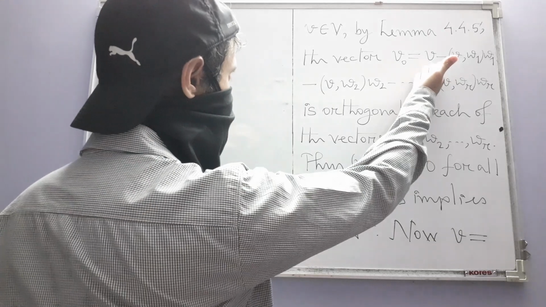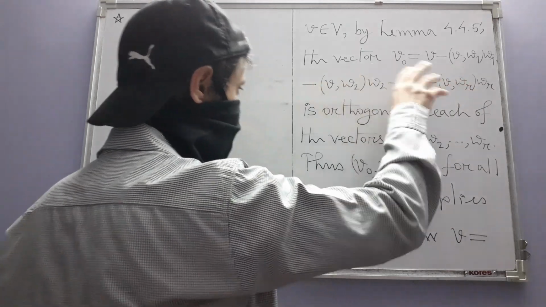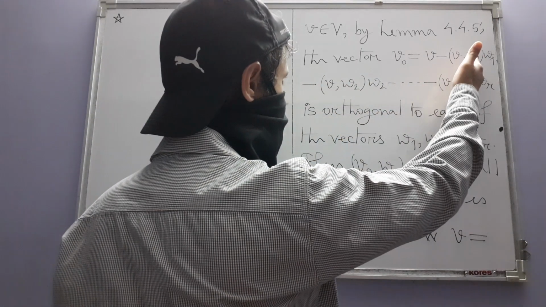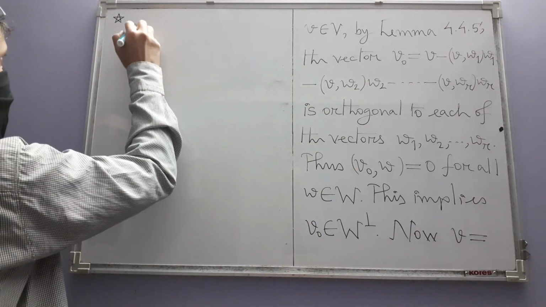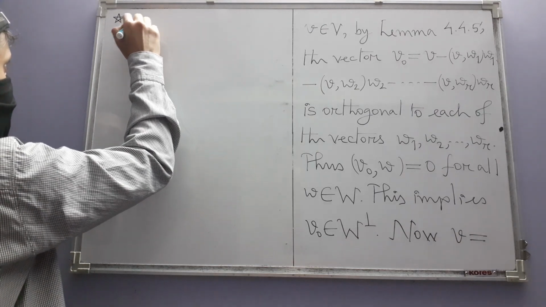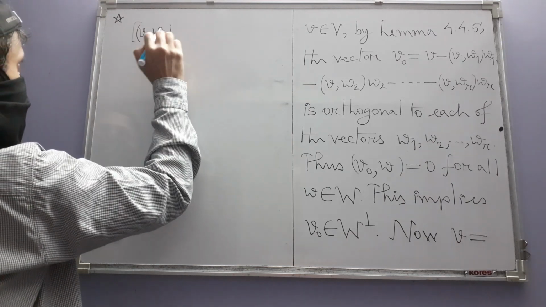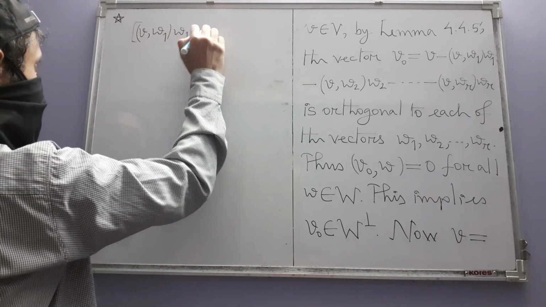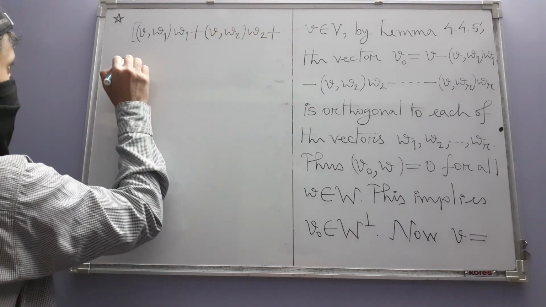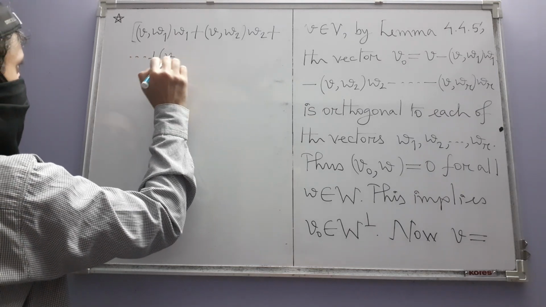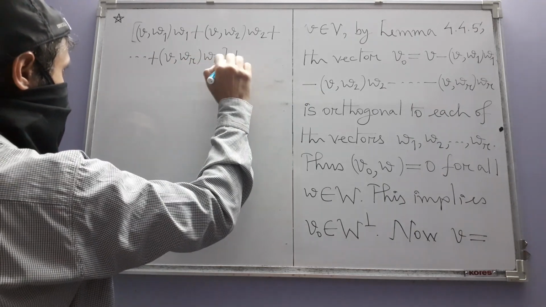So, what is V from this equation? V is equal to this vector, by this vector I mean the one that you get after adding all these things on both sides. So, V will be equal to this vector, this linear combination, plus V naught.